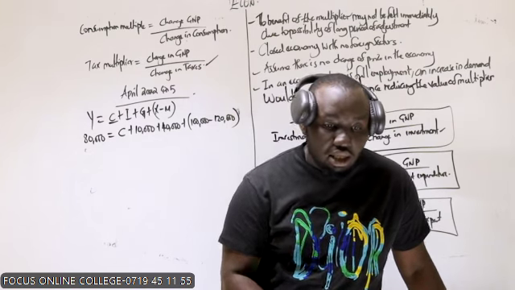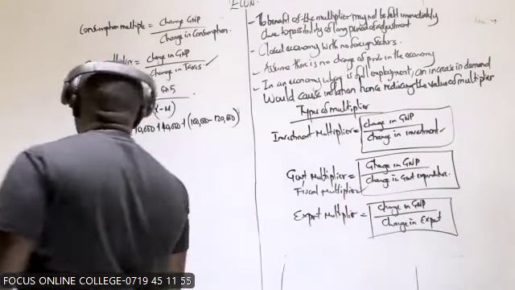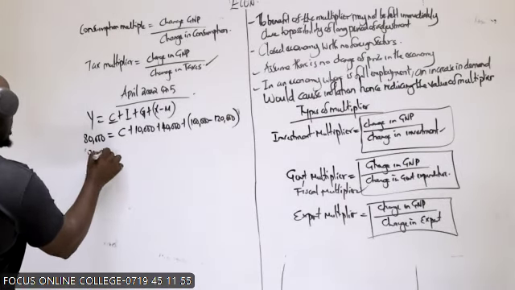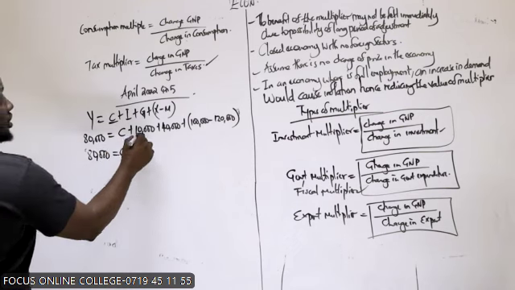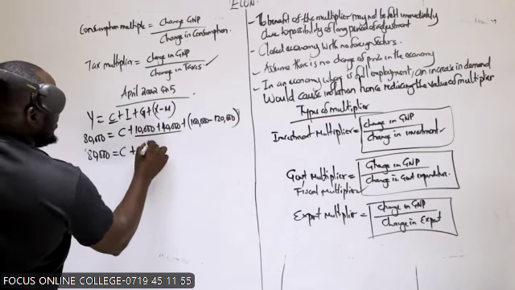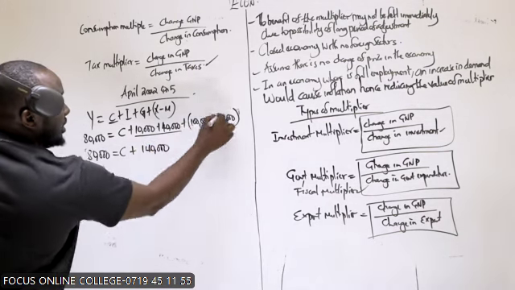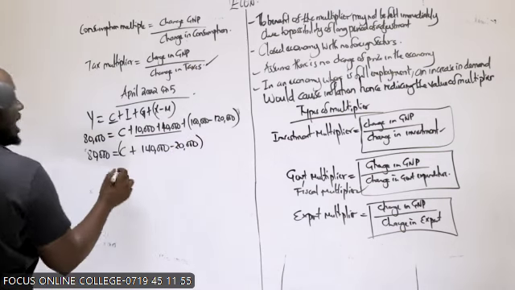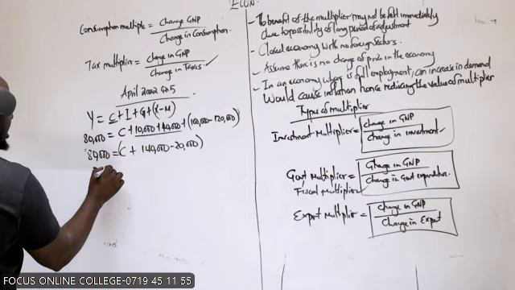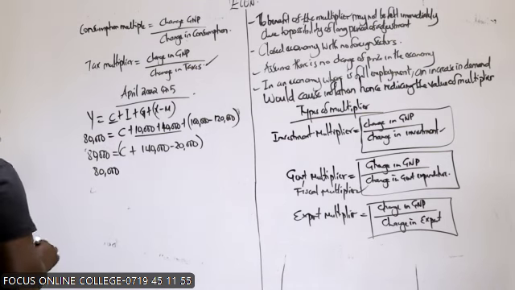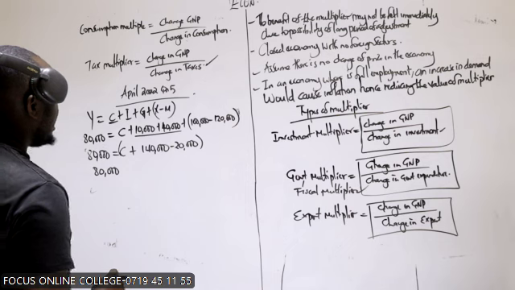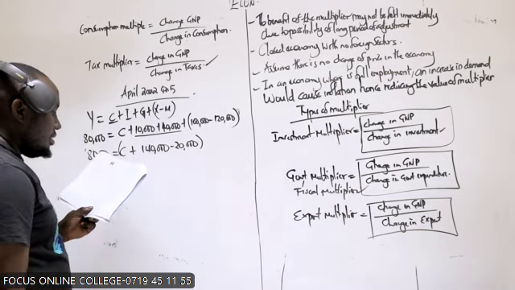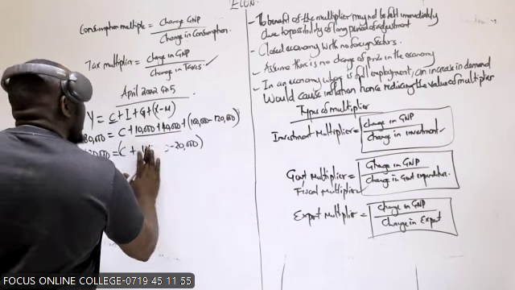I've simply substituted. Perfect. So I come here, 80, which is the national income. C that I don't know. This plus this is 140. Then 100 minus that, that's minus 20,000. So I can simplify this further. I have 80. So this was 10,000, sorry.